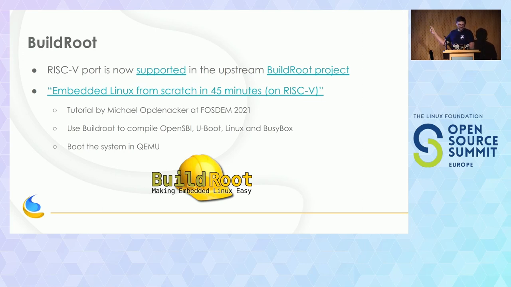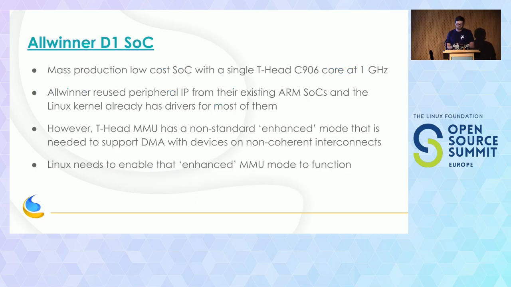There's a really nice tutorial from Michael Opdenacker about how to build your own RISC-V system from scratch. It goes through using Buildroot to build OpenSBI and U-Boot and Linux, and you'll have a little system you can boot up in QEMU. There is one mass production SoC right now, from Allwinner, called the D1, and this has the Alibaba T-Head C906 core. It's a pretty simple system, just one core running at 1 gigahertz.